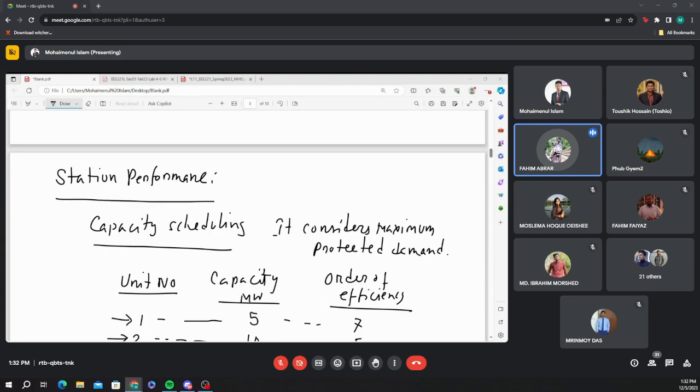So the maximum one will always be the protected demand? But in the higher efficiency order, not in the lower. Suppose in third or fourth position you find one generator whose efficiency is higher than the other generating plants, so we can take it as our protected demand. That is the idea. Okay, thank you, sir. Good.